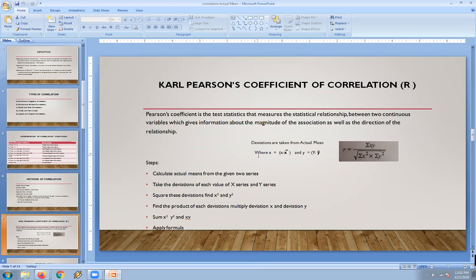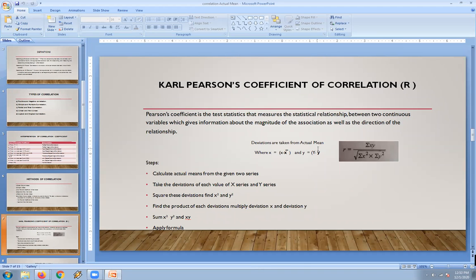In this case, we are going to have the deviations both from the actual mean as well as from the assumed mean. In case of actual mean, what is the formula that we are going to use? That is r equals sigma xy. In case of correlation, we are considering all deviation values only. We are not at all considering the actual values for the formula. Be clear, this xy is also the deviation value. The x square and y square are also deviations of x squared and deviations of y squared.